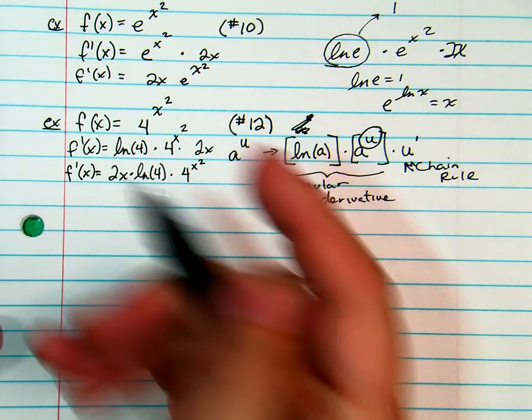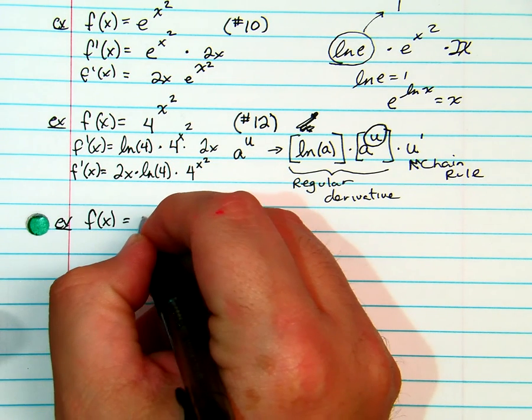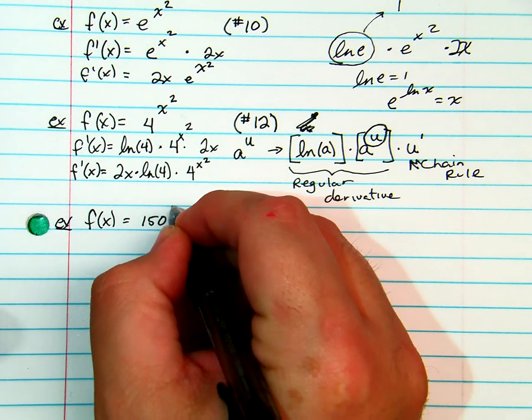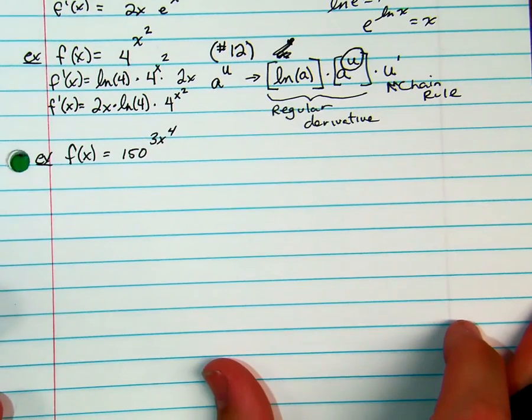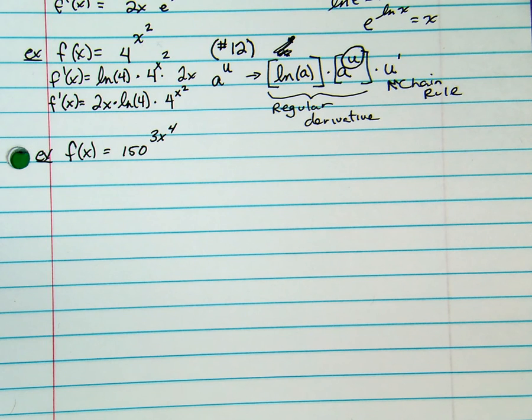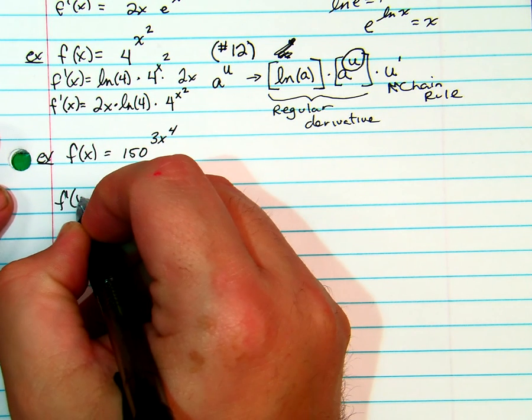So another example on that line, f of x is equal to 150 to the 3x to the 4th power. Now, don't look at this and freak out. Remember, it's just a formula that we have to do now. It's a number to a power, so I need a natural log of a number. What's the number? Same rule. So what am I going to take the natural log of?